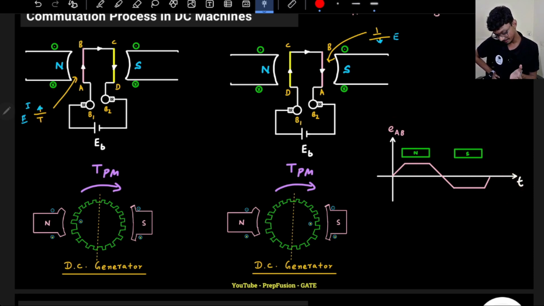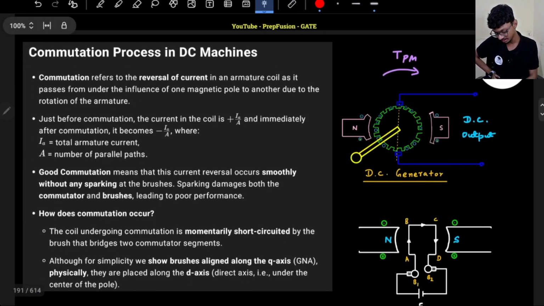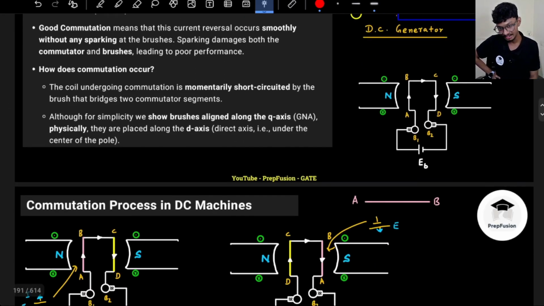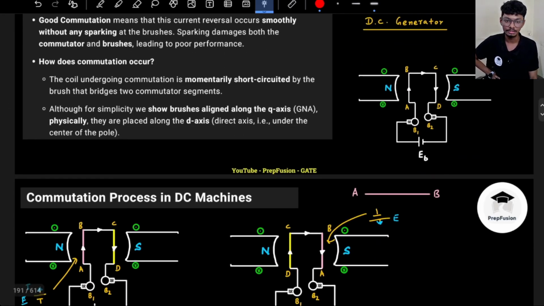So what happens if it's a perfect commutation? The change in current will be slow, and there would not be a sudden change in current from plus Ia by A to minus Ia by A, where Ia by A is the current per parallel path or current per coil. But if it's a bad commutation, a bad commutator, then the current change will be drastic and there can be reactance voltage developed.